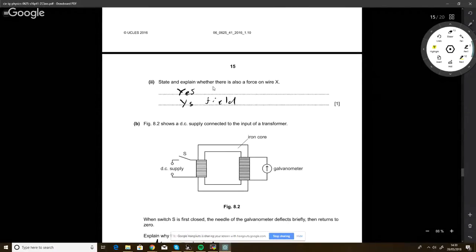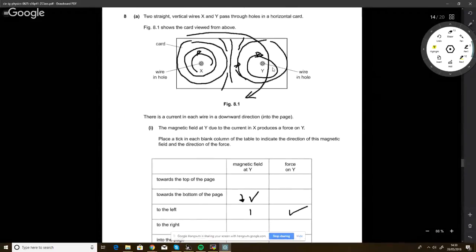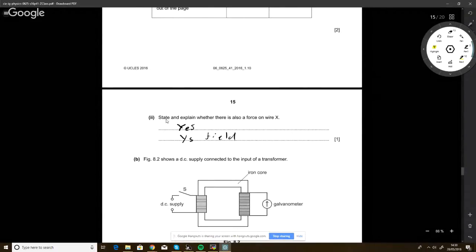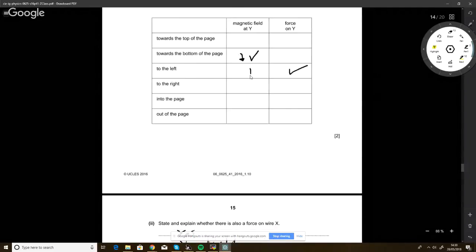All right, state and explain whether there is also a force on the wire at X, and the answer is yes, because Y is producing a field on X, and basically yes, because of the resultant field.